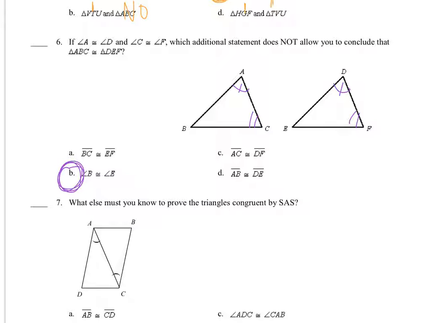I'm just going to make sure to check the other ones. It says that AC was congruent to DF. That would also work because that would be an angle, side, angle right here, and it would be AB right here to DE right here. That also works, angle, angle, side, if we knew that information.